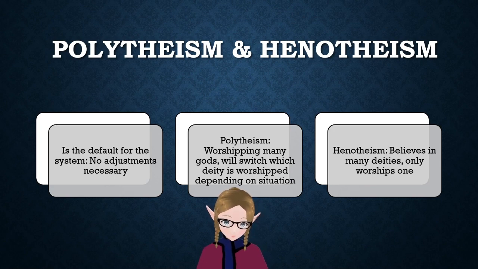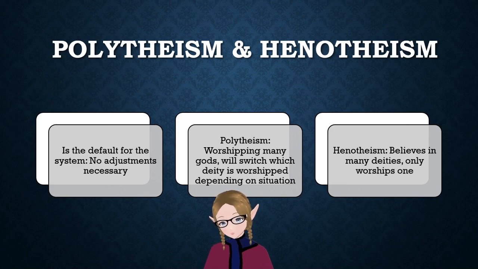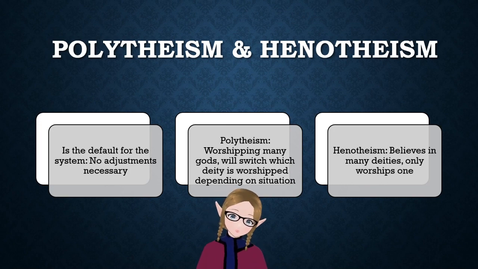Henotheists do believe in all the different gods. They just direct all their worship to one. So this can get them in trouble. So it just depends on your world here. You might insist that all clerics are henotheists for certain worlds, or you might allow them to just be polytheists in others. This is an important thing to consider about your world.